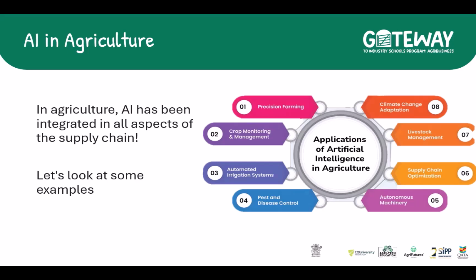So in agriculture, AI has been integrated in all aspects of the supply chain. For example, it's in precision farming, it's used in crop monitoring and management, even in systems like irrigation, used for pest and disease control and detection, used in autonomous machinery, across the supply chain and in food processing factories, livestock management, climate change adaptation and prediction.